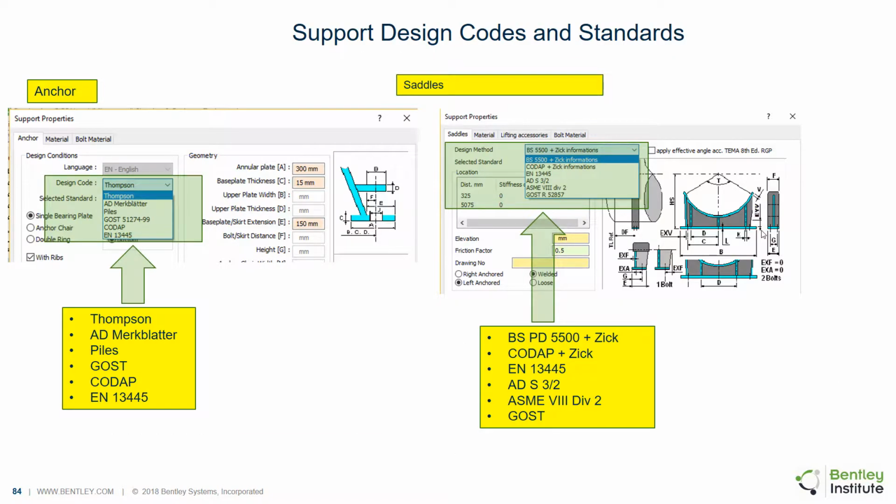The support design in AutoPIPE Vessel also uses various design standards. For example, for anchor design, the method used can be as per Thomson, AD Merkblatter, Piles, GOST, CODAP, and EN 13445. For horizontal vessel support saddles, the methods available are BS PD 5500 plus Zick, CODAP plus Zick, EN 13445, AD S3/2, ASME 8 Division 2, and GOST.